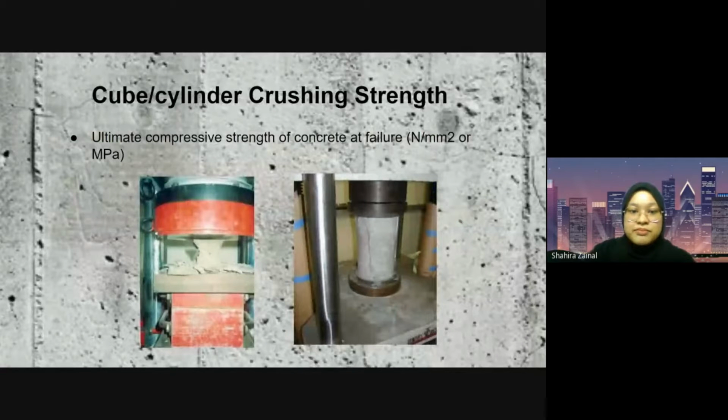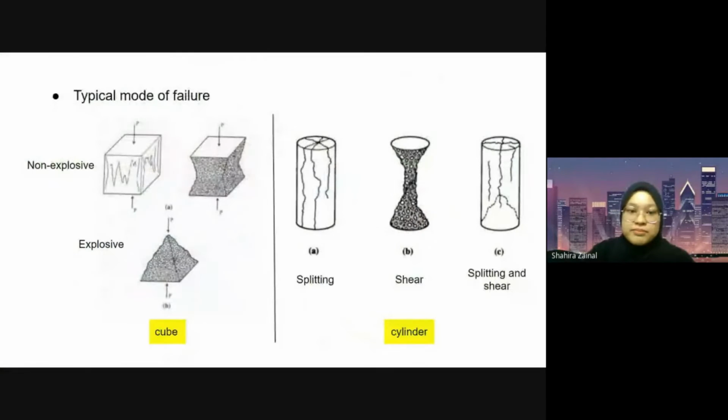Cube or cylinder crushing strength is the ultimate compressive strength of concrete at failure. So, we test the concrete cube or cylinder sample until it fails, then we obtain the crushing strength. This is the typical mode of failure of the test. For cube samples, we have non-explosive and explosive. For cylinder samples, we have splitting, shear, and splitting and shear.